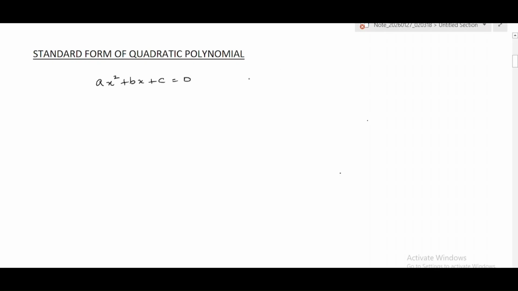Now let us see with an example. Example: minus 4x squared plus 3x minus 5. This is a polynomial p of x. Now a is the coefficient of x squared.